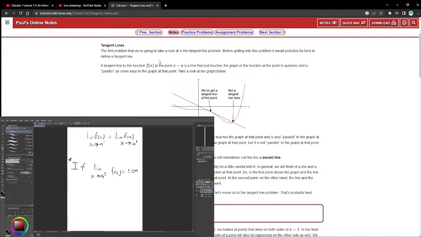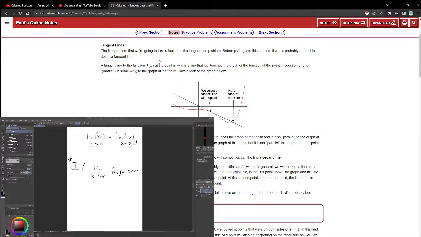Touches the graph of a function at the point in question. Okay. And in this graph, the line is a tangent line at the indicated point because it just touches the graph at that point, and it's also parallel to the graph at that point. Likewise, at the second point shown, the line does not touch the graph at that point.